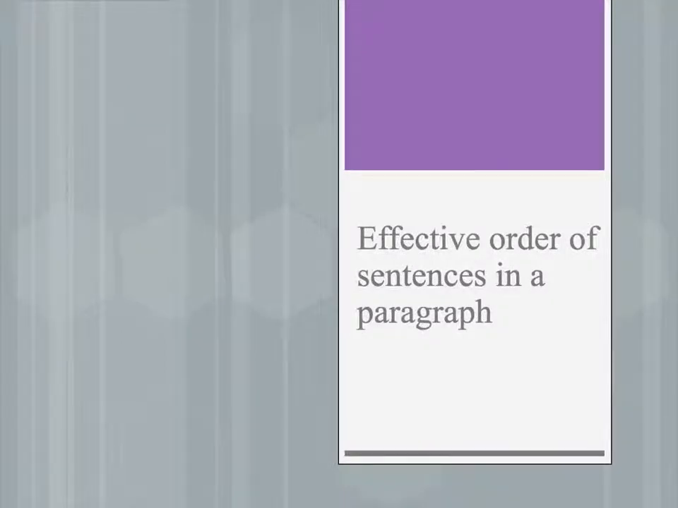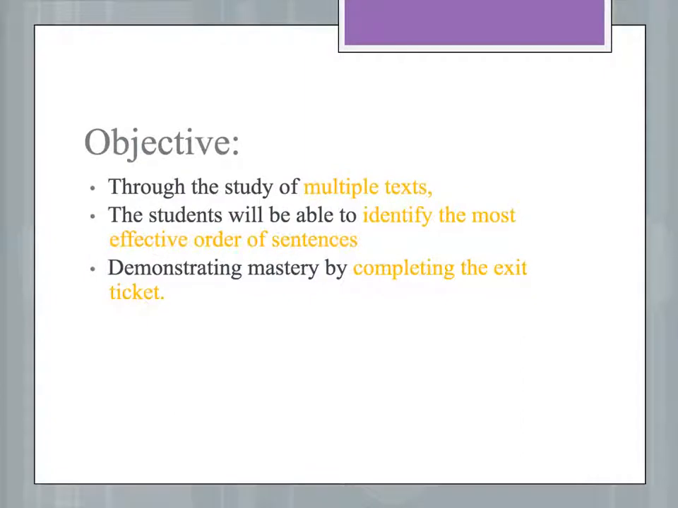The last skill we're going to look at today is the effective order of sentences in a paragraph. So you're going to be able to look at multiple texts and identify the effective order of sentences in a paragraph and then complete the exit ticket, and that's how you're going to show mastery.